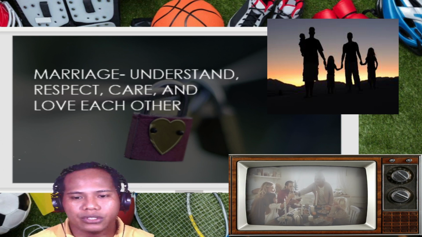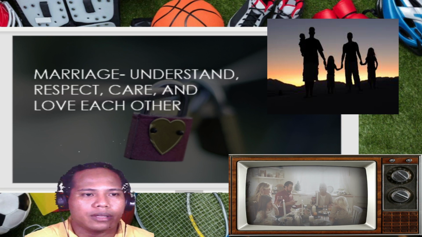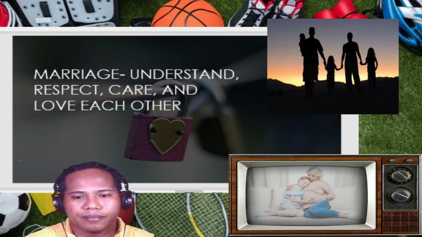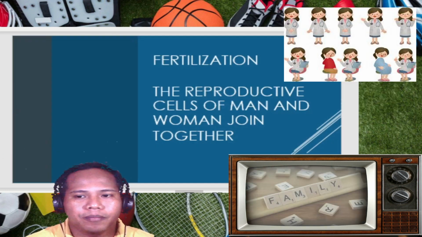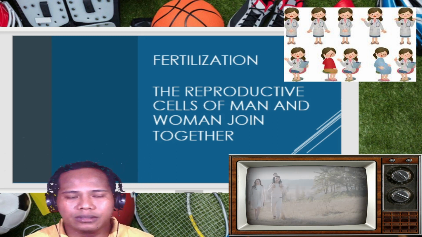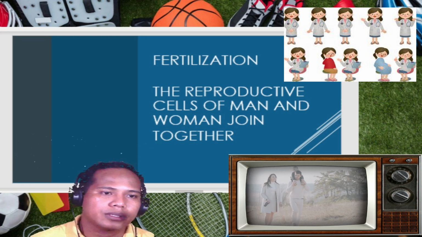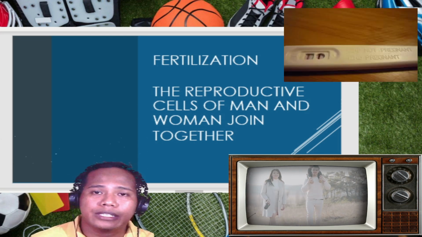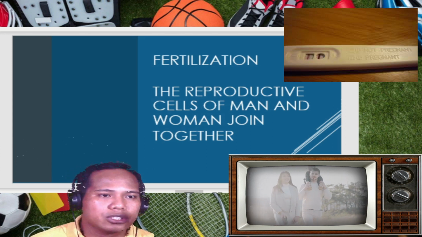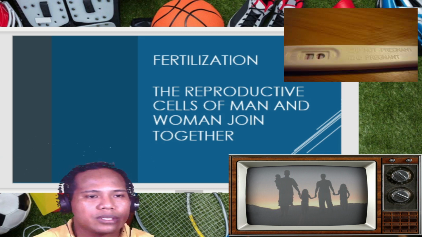So after marriage, in our topic, a couple's desire is to build a family. Humans are produced through sexual reproduction. In this kind of reproduction, the reproductive cells of a man and woman join together to make a new human cell. This process is called fertilization. Fertilization is a reproductive process wherein half of the genes of the father and mother combine to form a single cell. The new cell then divides and forms more cells.